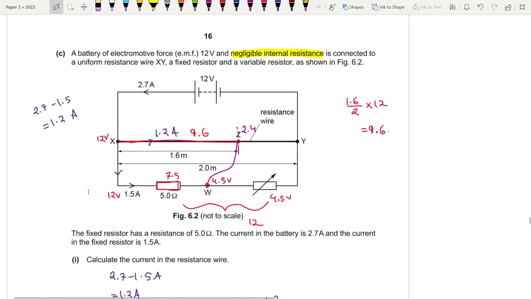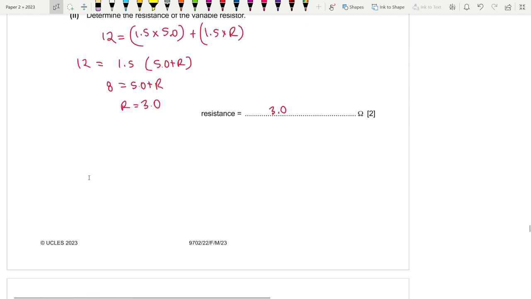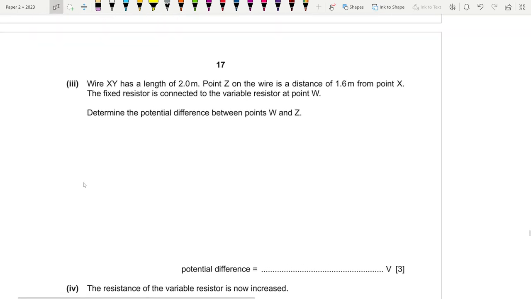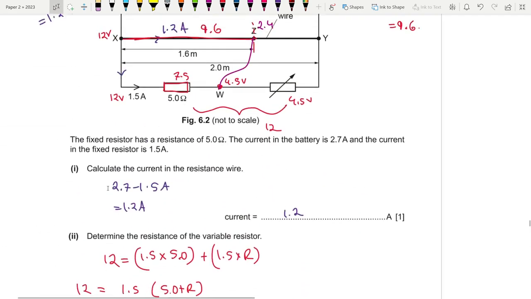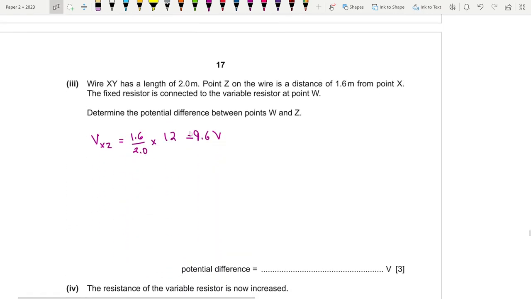See if you guys understand. That's how you find out the potential drop. You have to find out the amount of voltage that this part is taking up on the left hand side, and then subtract from the total available voltage. All right, so let's do this. The voltage of XZ is equal to 1.6 by 2.0 times 12, which is 9.6 volts. Okay, or we could just do it directly, we could just do 9.6 minus 7.5. That's also pretty fast, right?